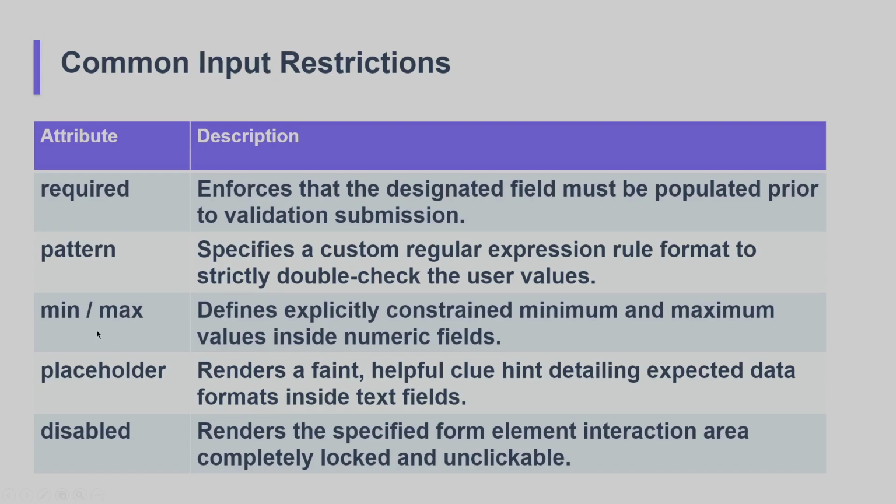Next is min and max. The min and max attributes define the minimum and maximum values allowed in a numeric field. The next is placeholder. This attribute displays a light-colored hint inside the input field showing the users the expected format of the data. And the last is disabled. The disabled attribute makes an input field unavailable for editing or interaction. These restrictions improve data quality, reduce user mistakes, and make forms more reliable.